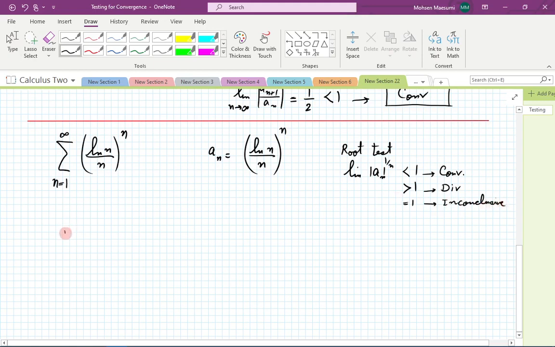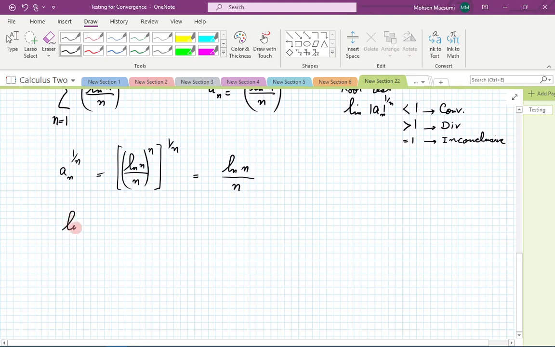Well, what is a_n? First of all, our a_n's are positive, so let's reduce the clutter here. a_n to the power of 1 over n. So if I have this logarithm of n over n to the power of n, the whole thing raised to the power of 1 over n, the nice thing, the reason we chose this, is that these two cancel each other out, and we have logarithm of n over n.